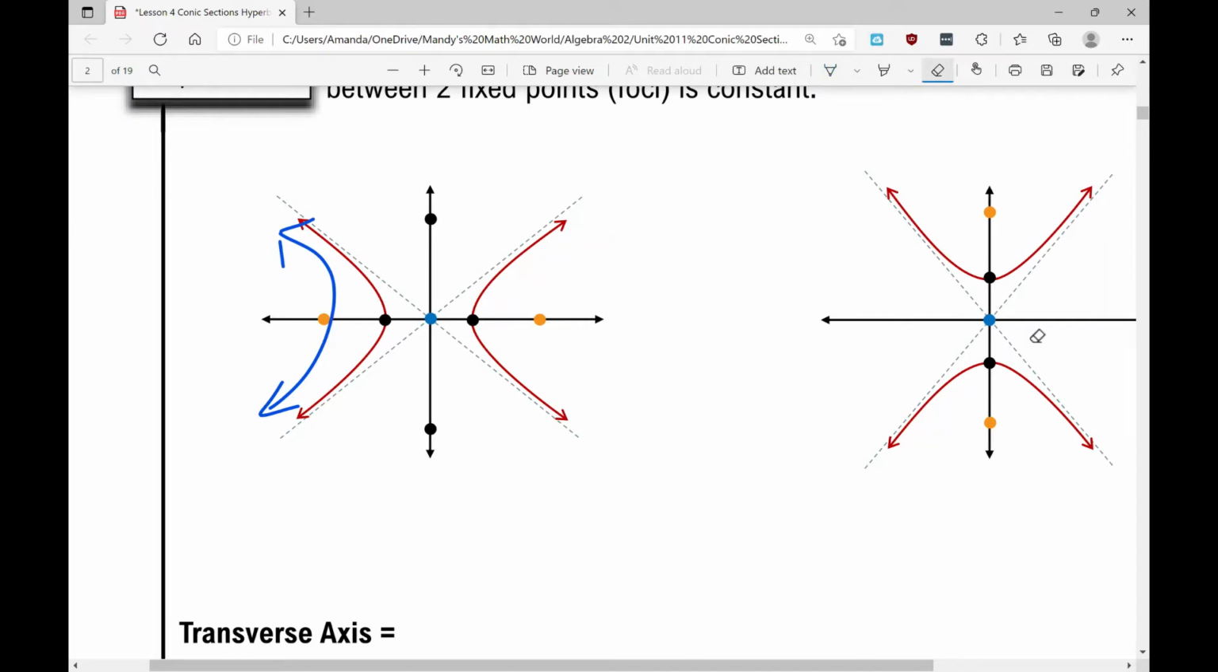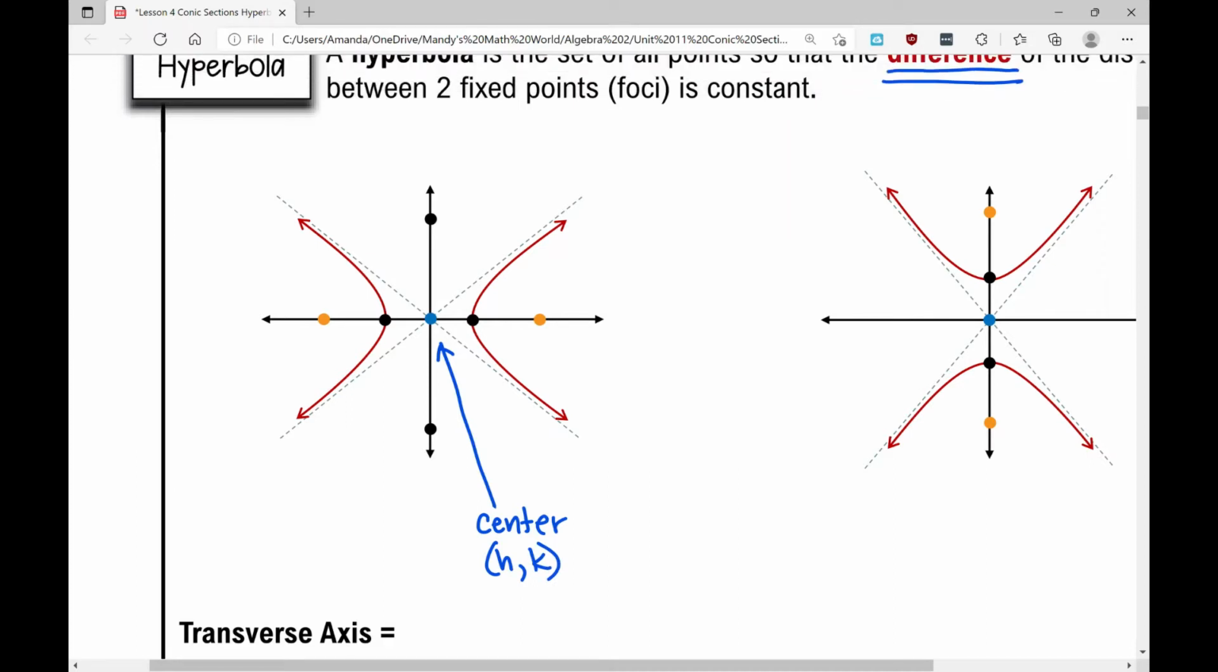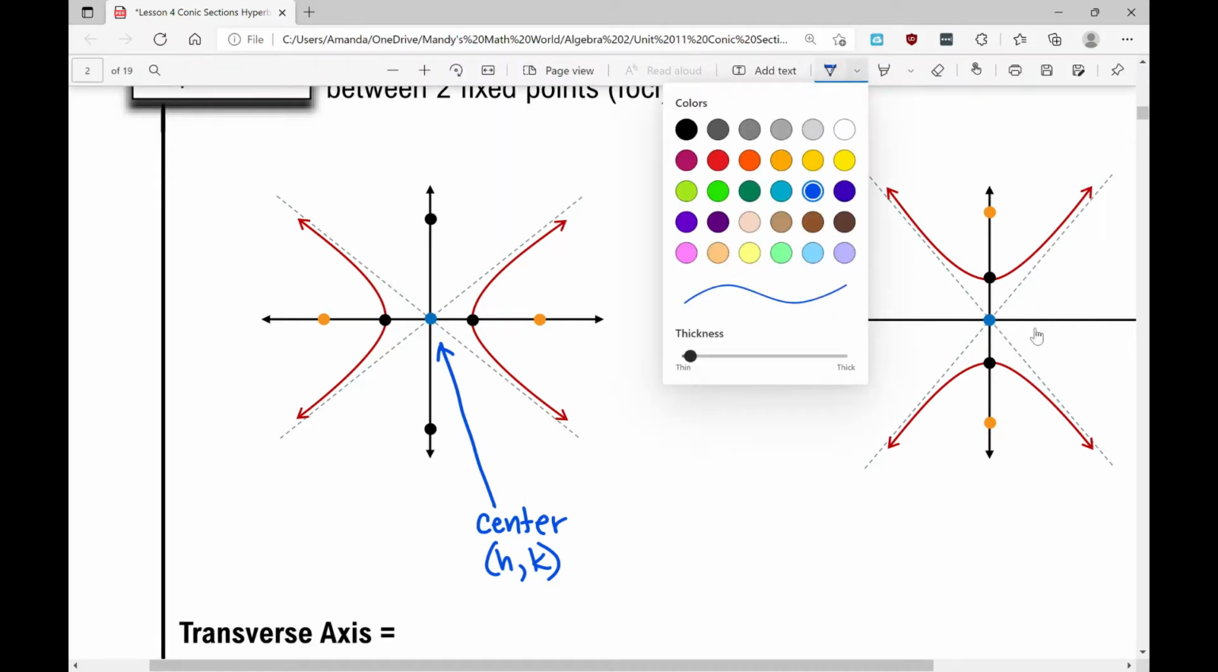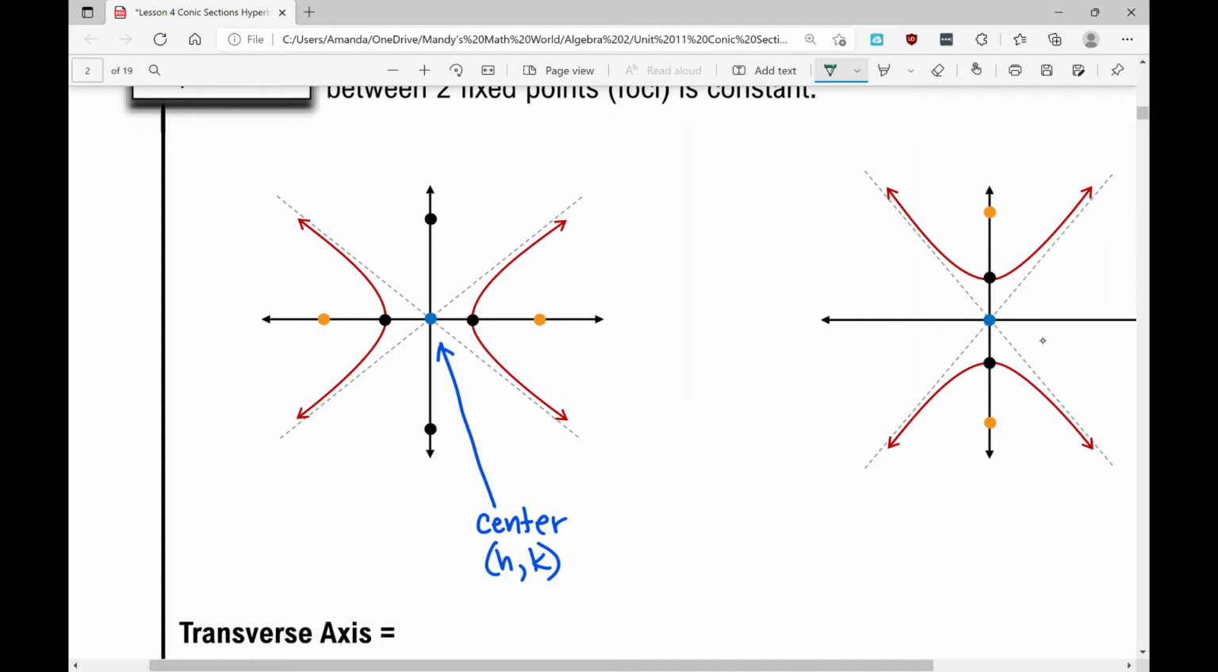In labeling the parts of this hyperbola, let's first label the center point. This center point right here is, again, (h, k). That's the same as with an ellipse, that's the same as with a circle. Now we have these two black dots here, and they are equidistant from that center point. I'll label them green. That right there is a vertex.